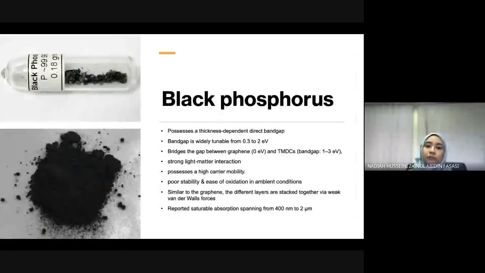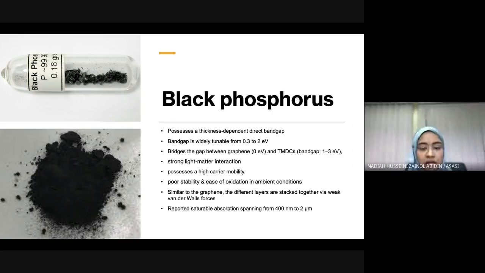And then we also have black phosphorus. Yes, it is black. It possesses a thickness-dependent direct band gap, which means that the thinner you go, you get a different band gap. Band gap is widely tunable from 0.3 to 2 eV. So just now, graphene had 0 band gap. TMDC was 1 to 3. So black phosphorus is in the middle. It's 0.3 to 2. It slightly overlaps with TMDC, closer to graphene.